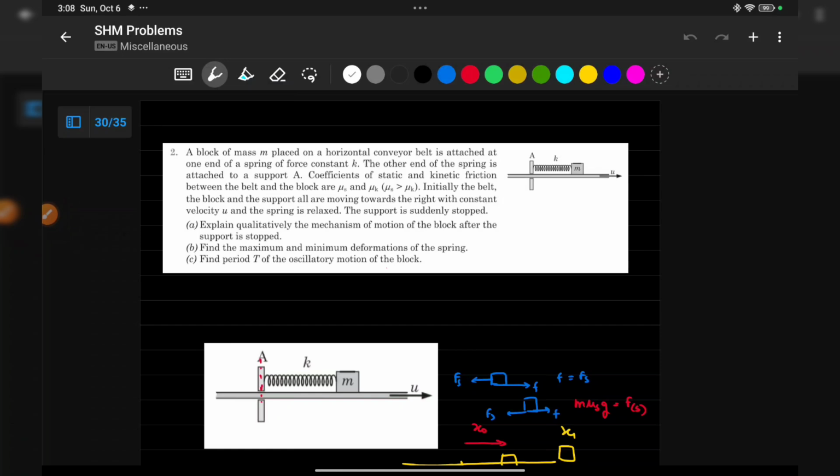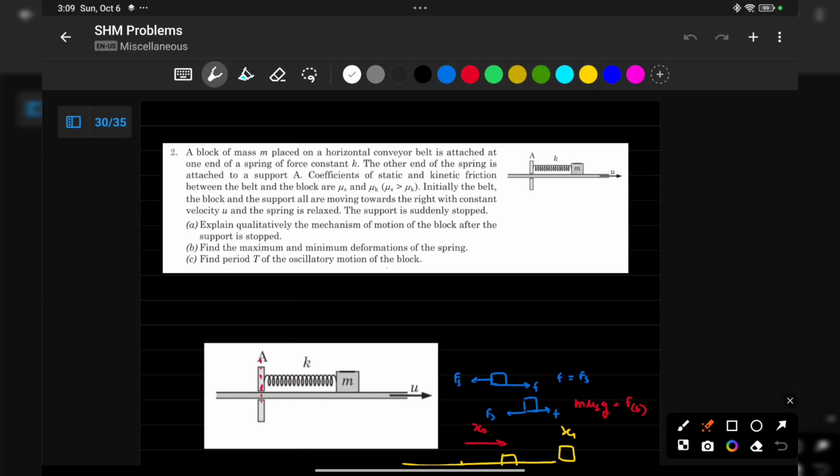Let me just read the question first. So what's the question, sir? A block of mass M placed on a horizontal conveyor belt is attached at one end of a spring of force constant K. So this is K. You can see the other end of the spring is attached to a support. Coefficients of static and kinetic friction between the belt and the block are mu s and mu k. Initially, the belt, the block, and the support all are moving toward, that means this whole thing is moving with constant speed u.